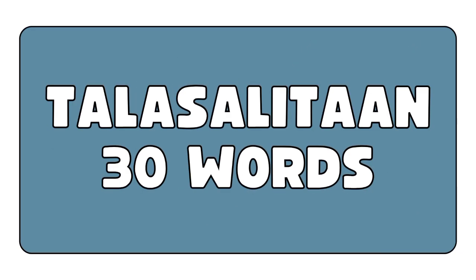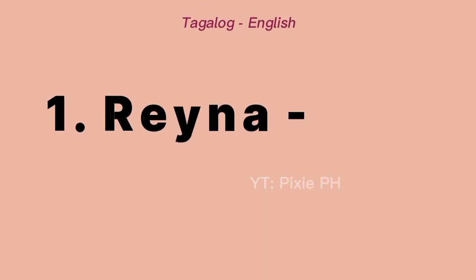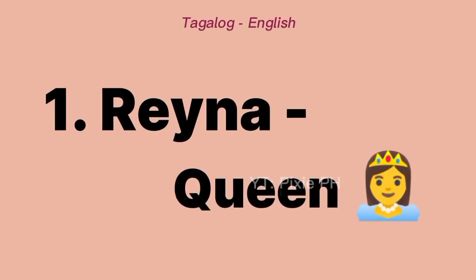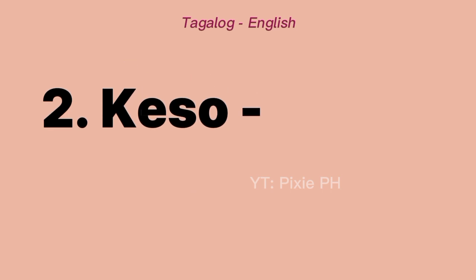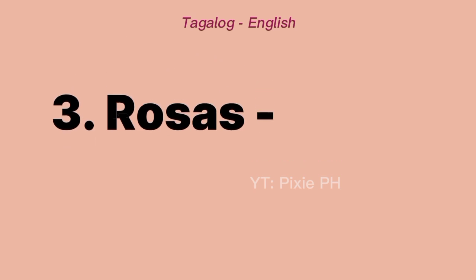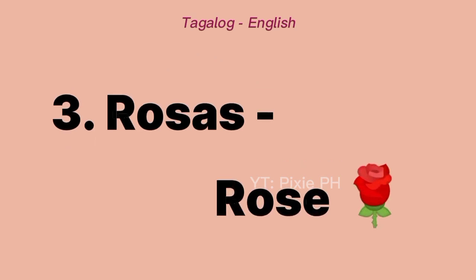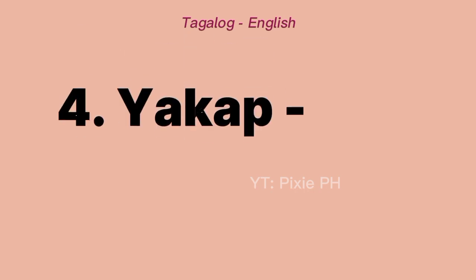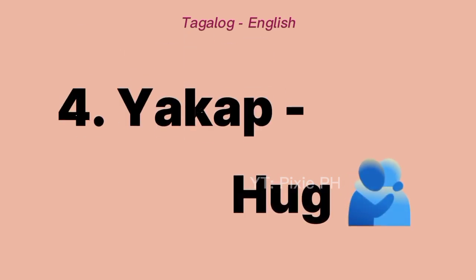Talasalitaan 30 words, Tagalog to English, Part 1. Number 1. Reina, or Queen in English. Number 2. Queso, or Cheese in English. Number 3. Rosas, or Rose in English. Number 4. Yakap, or Hug in English.